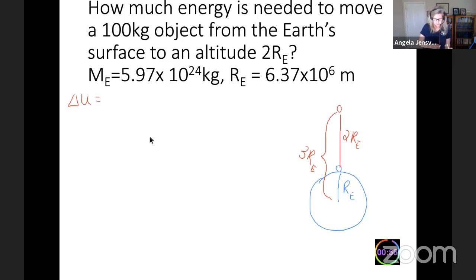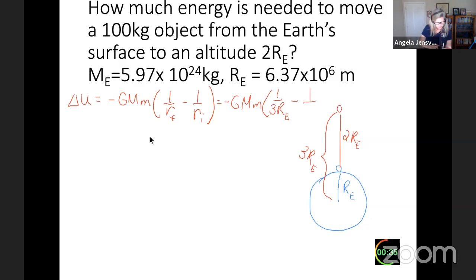So delta U is negative G M m times 1 over R final minus 1 over R initial. I factored out the G M m. R final is 3 Earth radii, and R initial is just 1 Earth radius. So what do we need? We need a common denominator. That'll be 3 R_E. 1 minus 3 is negative 2, and then the negative out front will cancel. So we're going to get delta U is positive. That means that the potential energy increased. So it would be 2 G M m over 3 R_E.